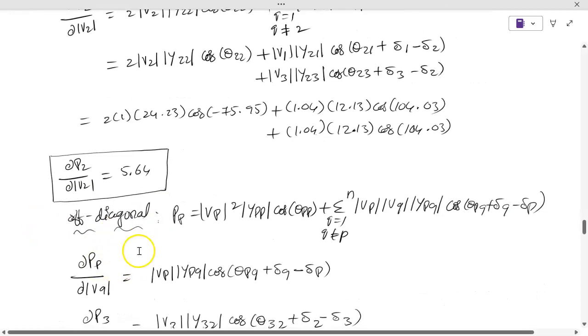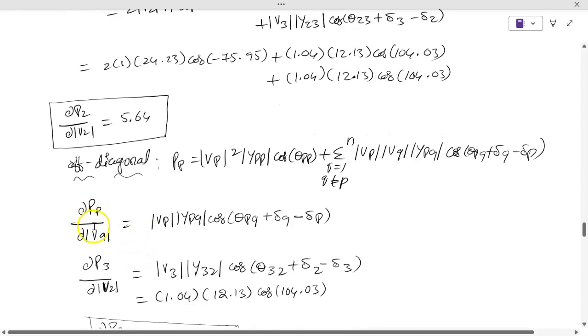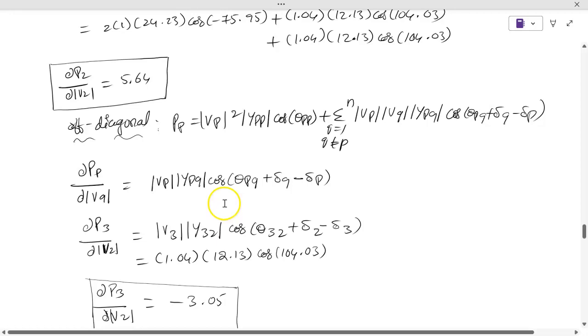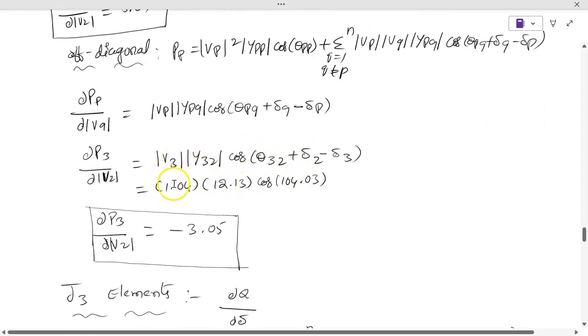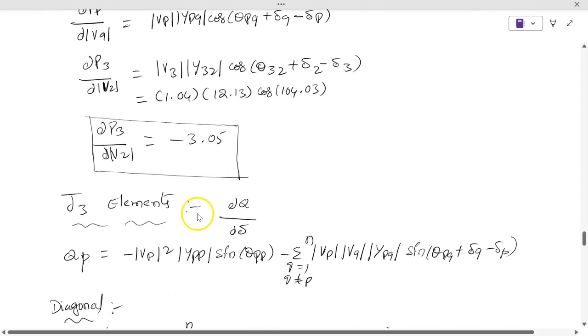Then the off diagonal elements, that is dou PP by dou VQ. So we need to differentiate this equation with respect to VQ. So after that we will get this. This is 0 because VQ is not here. This is 0. VQ is here, that means VQ becomes 1. VP will start here. After simplifying, here P is equal to 3, Q is equal to 2. So then we will get this value. Okay, J2 elements over. Now J3 elements.